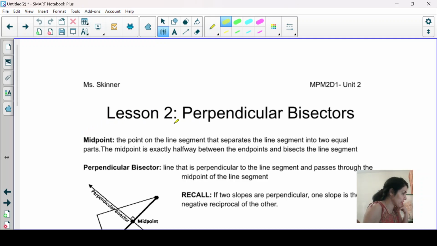Hello, this is lesson 2 in unit 2, perpendicular bisector. Midpoint: the point on the line segment that separates the line segment into two equal parts.